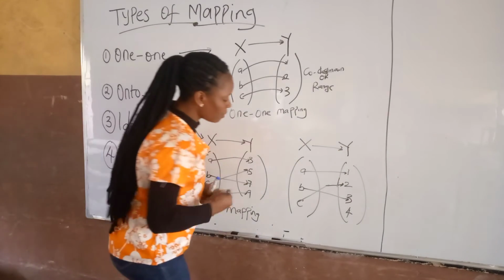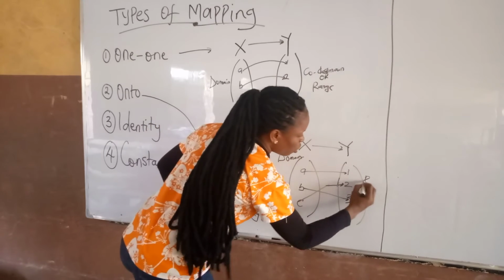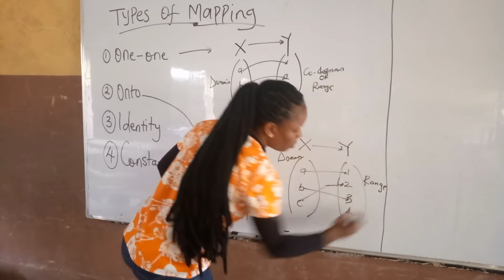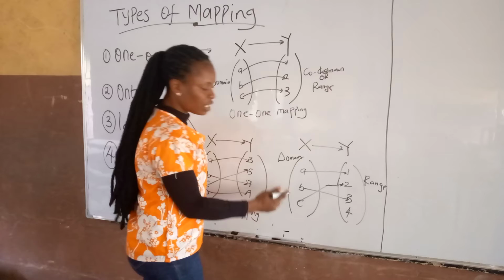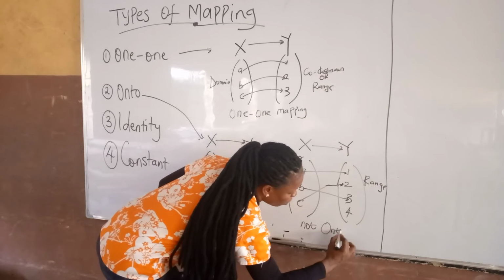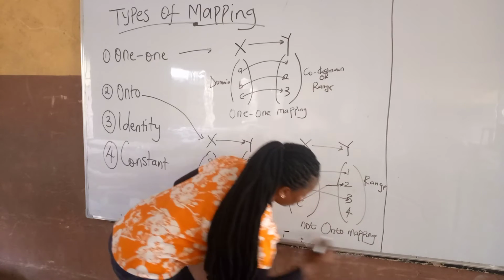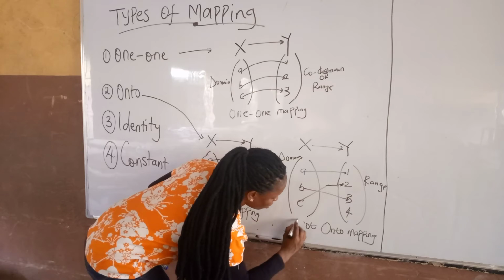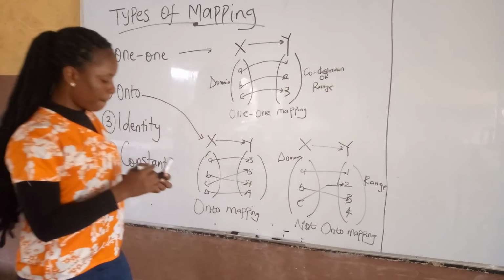This is your domain, and this is your range, or we call it codomain. So because this 4 does not have any image here, this is not an onto mapping.